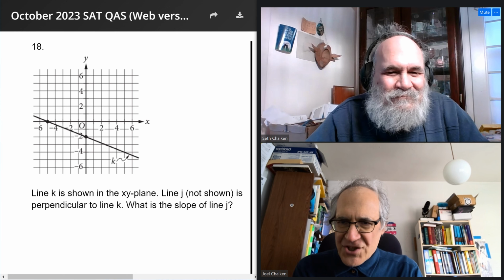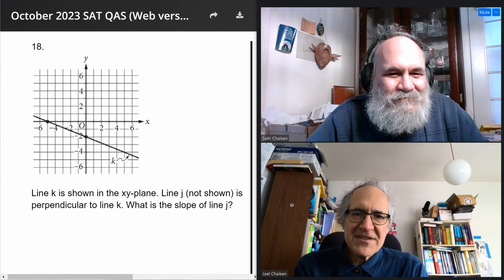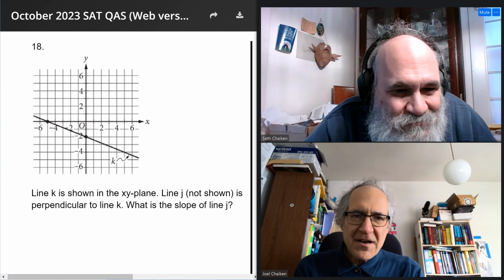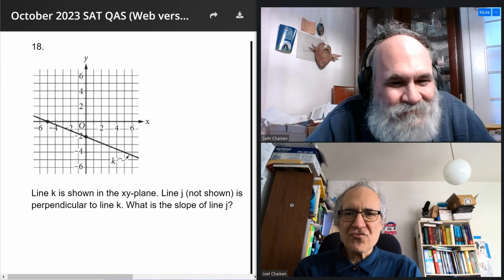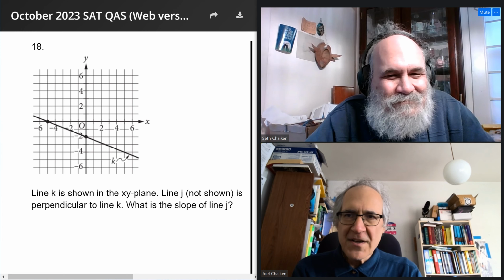Okay, line K is shown in the XY plane. Line J, not shown, is perpendicular to line K. What's the slope of line J? It seems like an extremely straightforward problem, and it's not a multiple choice problem.